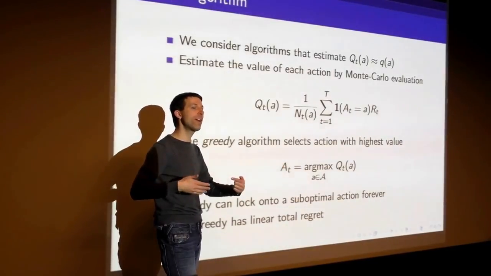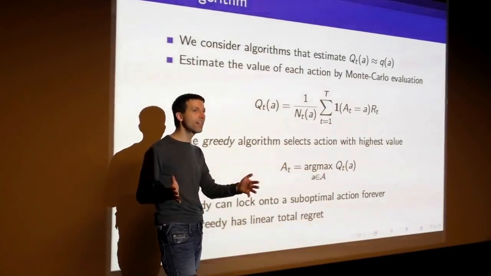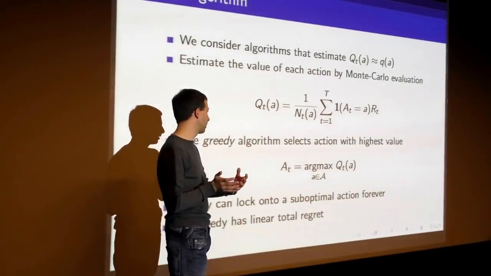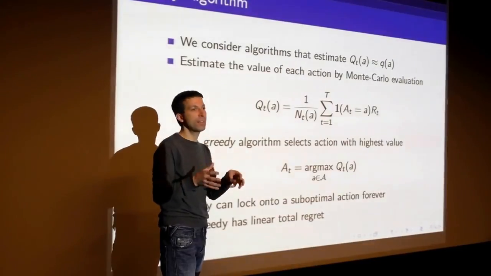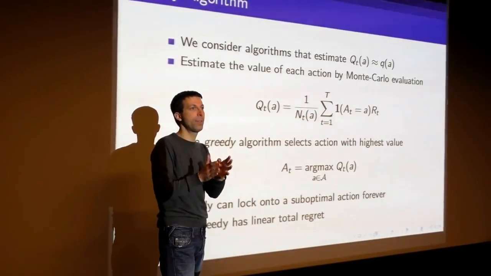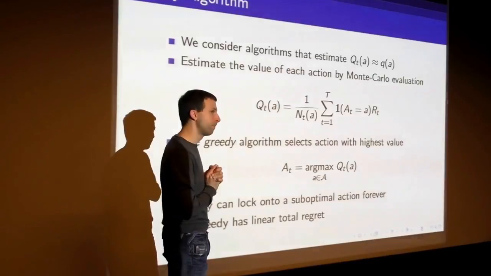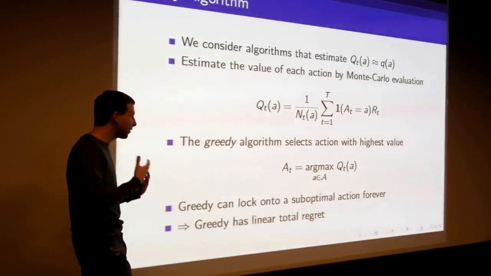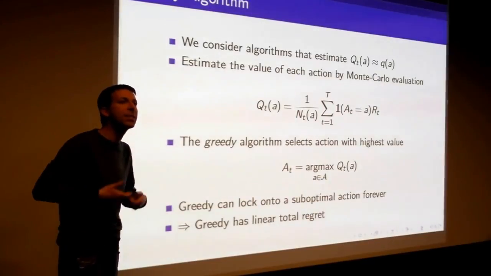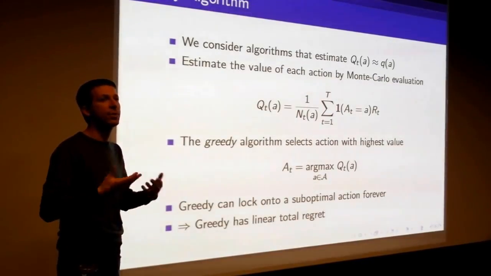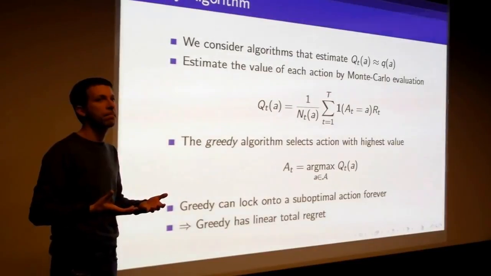If you can do the wrong thing forever, that means at every step, forever, you're going to incur the loss, the regret, for taking the wrong action. So you're going to get that gap again and again. Okay? So it should be clear that greedy has a linear total regret, like you're making the same mistakes repeatedly forever with some probability.